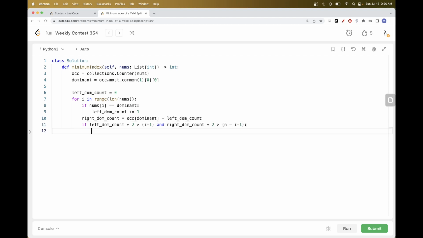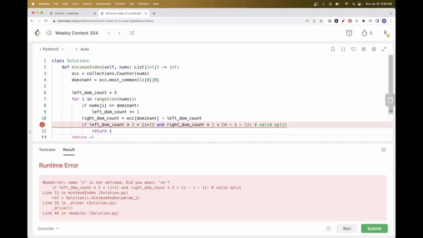That should be it. Now, if this is the case, that means this is a valid split. And so in this case, what do we need to do? We just need to return the index. We know it's the smallest because it's the first one we encounter in the increasing order of indices. So we can just return I. And if we go through all the indices and we don't find a valid split, we just need to return -1.